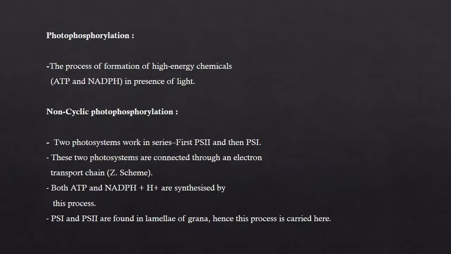Now what is this PS? It stands for photosystems. Photosystems are the functional units for photosynthesis, defined by a particular pigment organization and association patterns, whose work is the absorption and transfer of light energy, which basically implies a transfer of electrons. These two photosystems are connected through an electron transport chain, ETC, or the Z scheme that you talk about. Both ATP and NADPH are synthesized by this process.